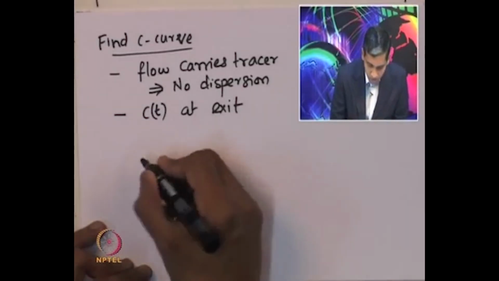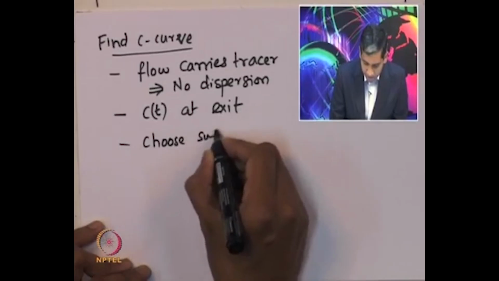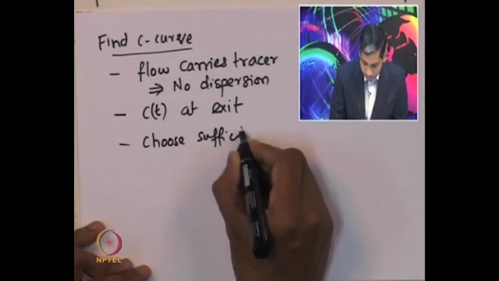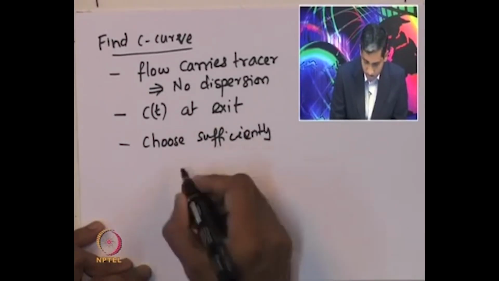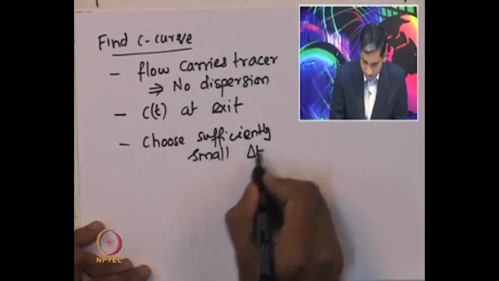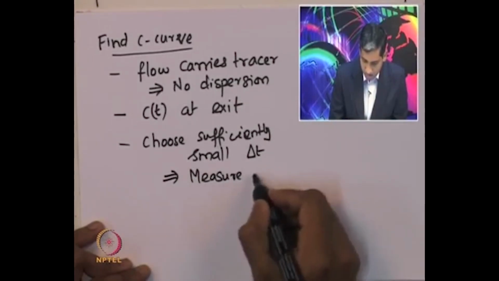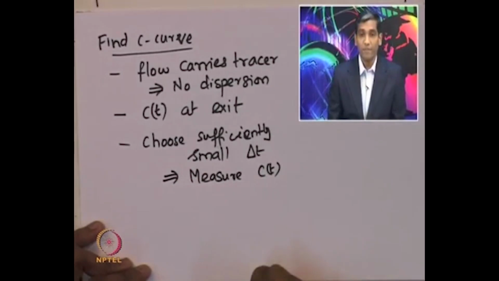So, choose a sufficiently small delta t and then measure the concentration C of t.